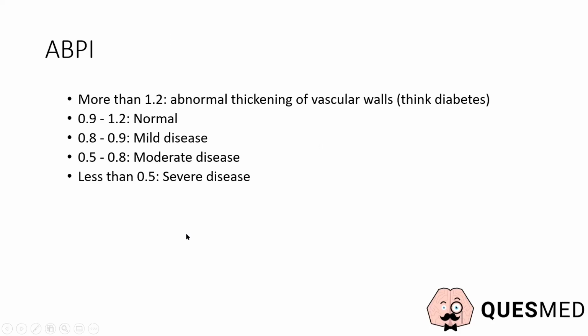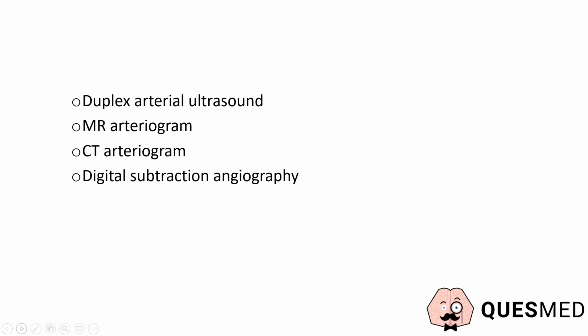So an ABPI of greater than 1.2 indicates abnormal thickening of vascular walls, and you want to think, has this patient got diabetes if you're getting an ABPI reading of greater than 1.2. Essentially, a normal ABPI in a diabetic patient cannot exclude peripheral vascular disease, and they almost certainly need further investigation. An ABPI of 0.9 to 1.2 is normal, 0.8 to 0.9 indicates mild disease, 0.5 to 0.8 indicates moderate disease, and less than 0.5 indicates severe disease. And we'll move on to the next slide.